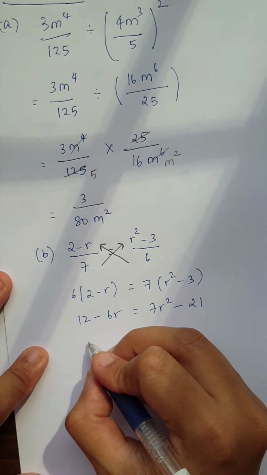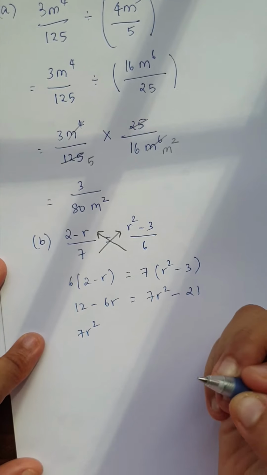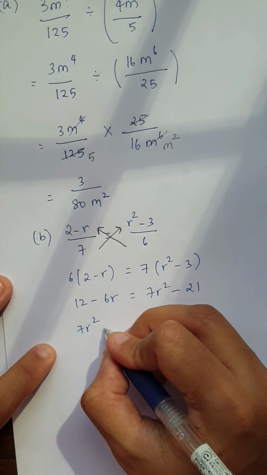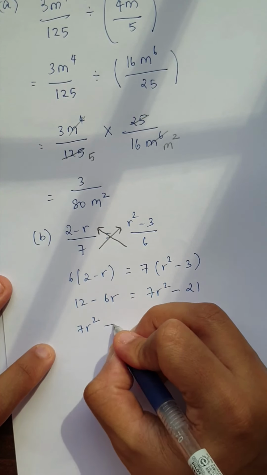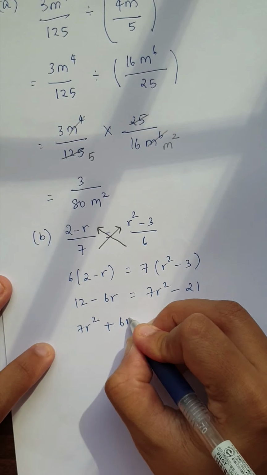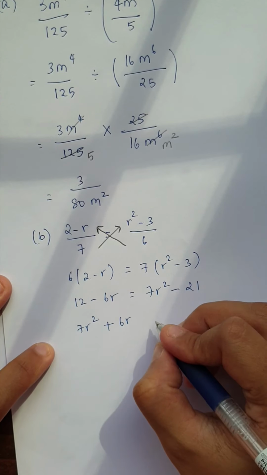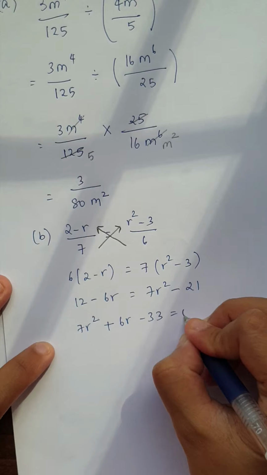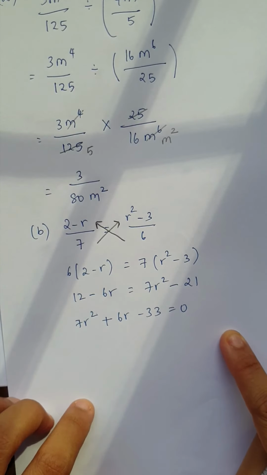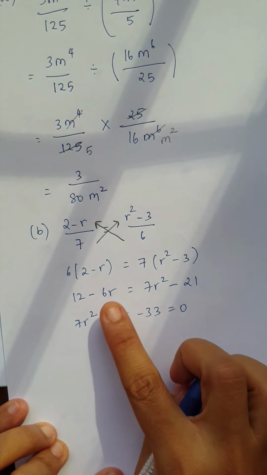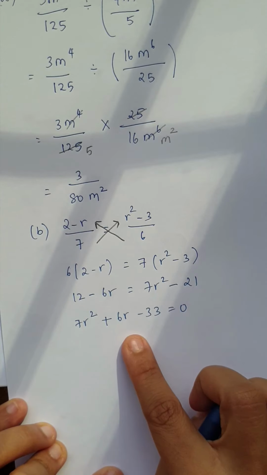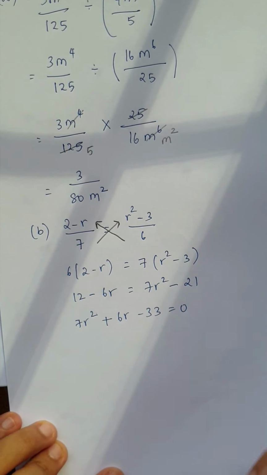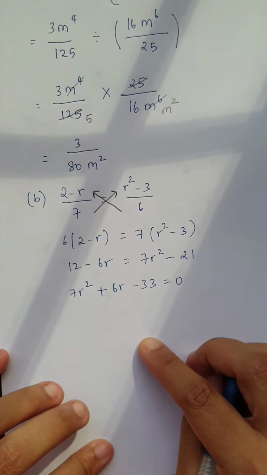So you bring everything over to one side. You have 7r square plus 6r. Okay, because I'm bringing over plus 6r. So and then minus 33 equals 0. Now this is a quadratic. Okay, 7r square plus 6r and then minus 33 equals 0. I'm writing it on the left side. Now this is basically a quadratic.